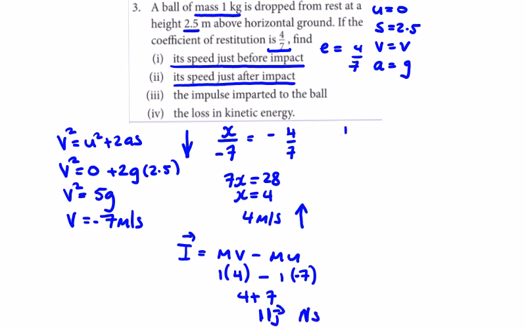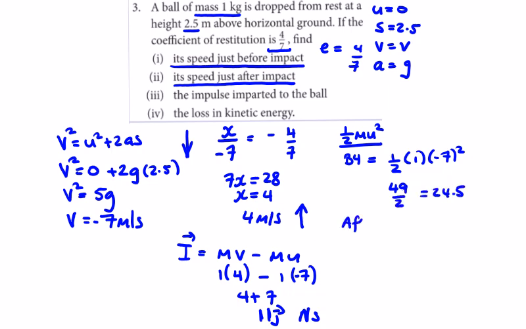And the loss in kinetic energy, so my half mu squared again. So before is equal to a half times 1 times the velocity squared, so it's going to be minus 7 squared, so 49/2 or 24.5. And after, a half times 1 times 4 squared, so it's going to be 8. So 24.5 minus 8, a loss of 16.5 measured in joules.